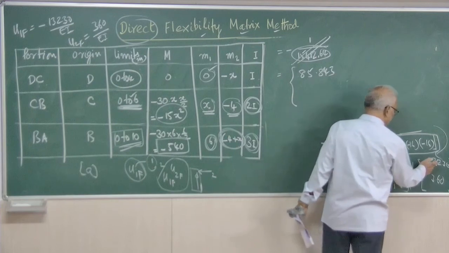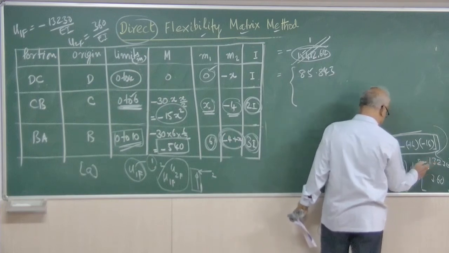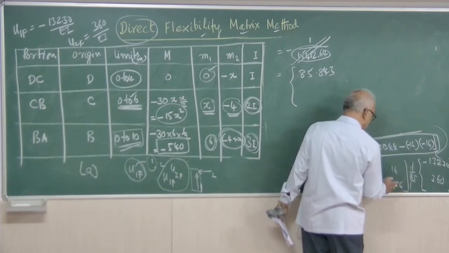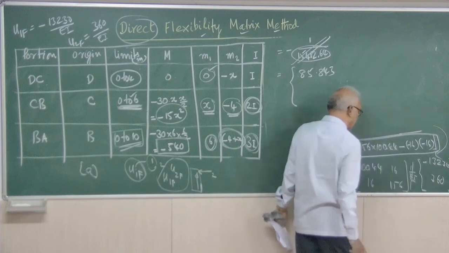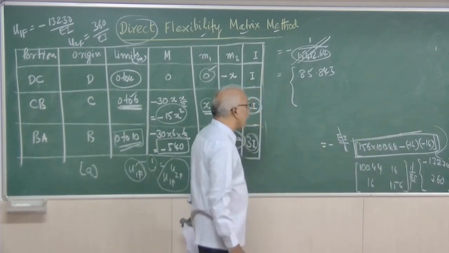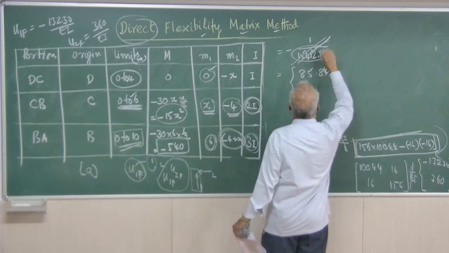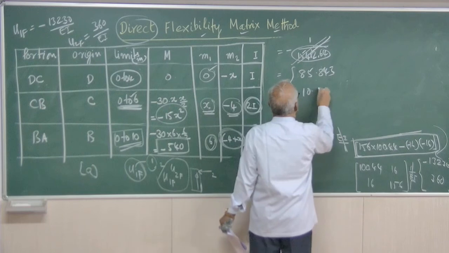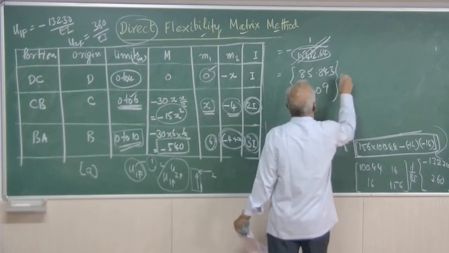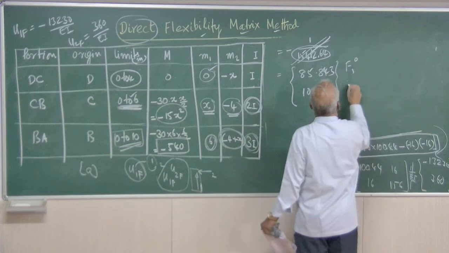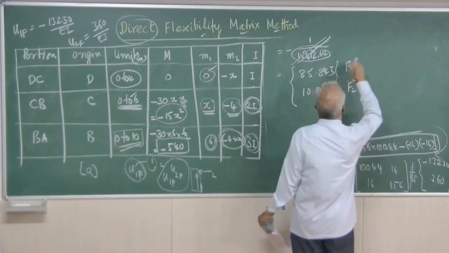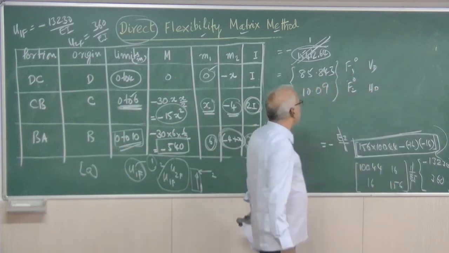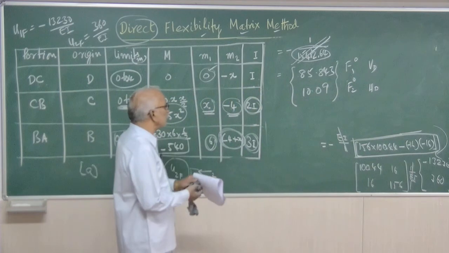Similarly, 16 into this value will become minus, and plus 156 into 360. The second row multiplied by that column, divided by minus of 15412.64, on simplification will be equal to 10.09. So this is our F1 naught, this is our F2 naught. F1 naught is that of VD, F2 naught is that of HD, as we have originally assumed.